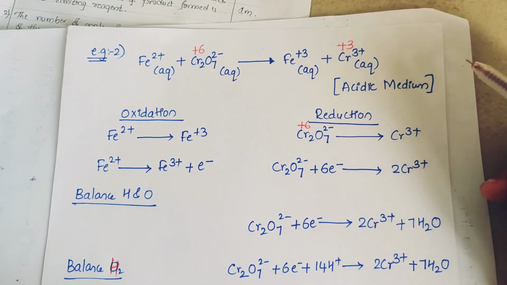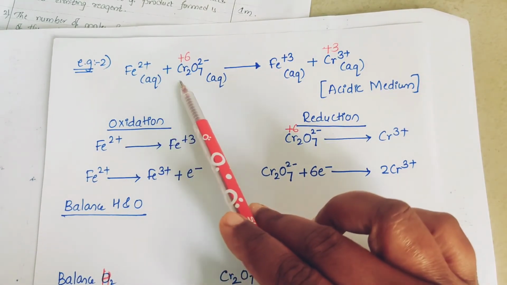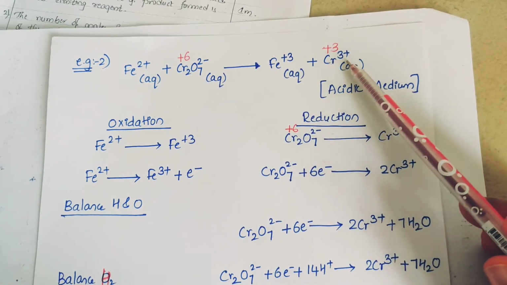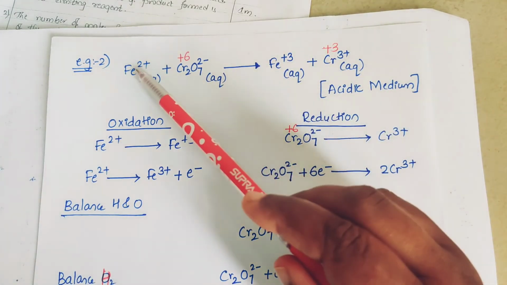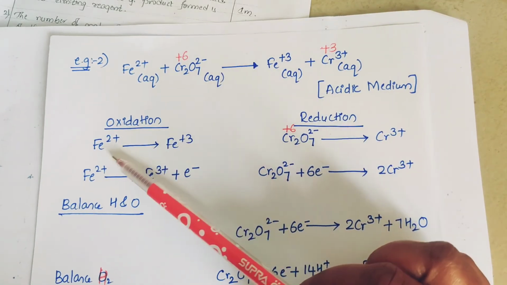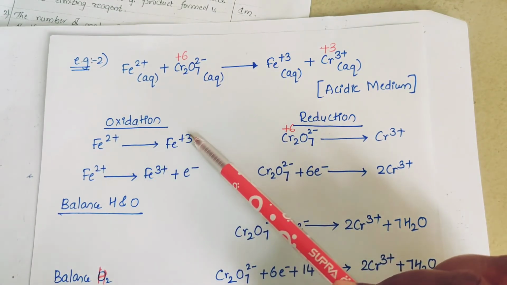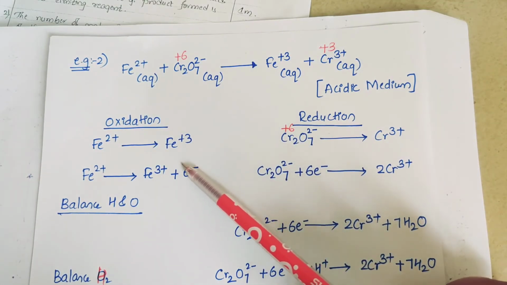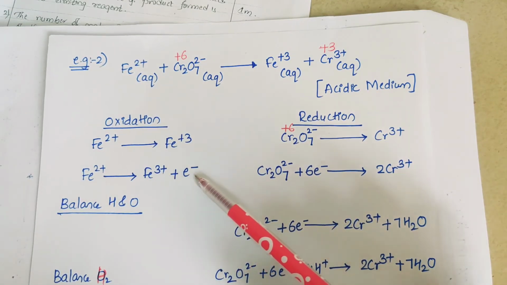Let us consider one more example. Fe2+ plus Cr2O7 2 minus, giving rise to Fe3+ and Cr3+ aqueous. The medium here is acidic medium. Okay, so Fe2+ is changing to Fe3+. So it is undergoing oxidation. So the oxidation reaction, I'll write separately. Fe2+ to Fe3+. How many electrons change? It is 1 electron. Oxidation is loss of electrons, so I will write that 1 electron towards the product side. So Fe2+ giving rise to Fe3+ plus 1 electron.